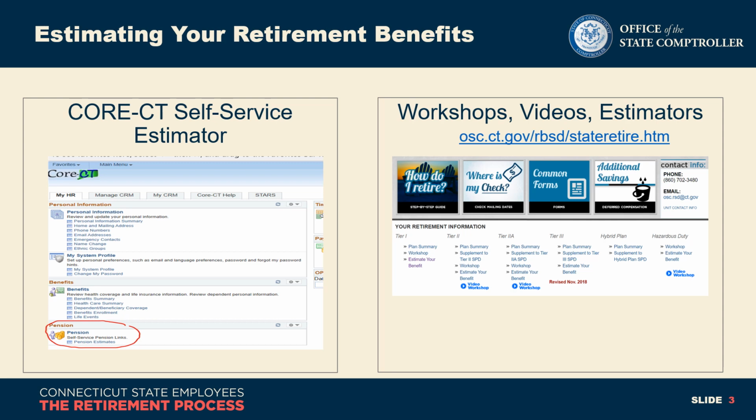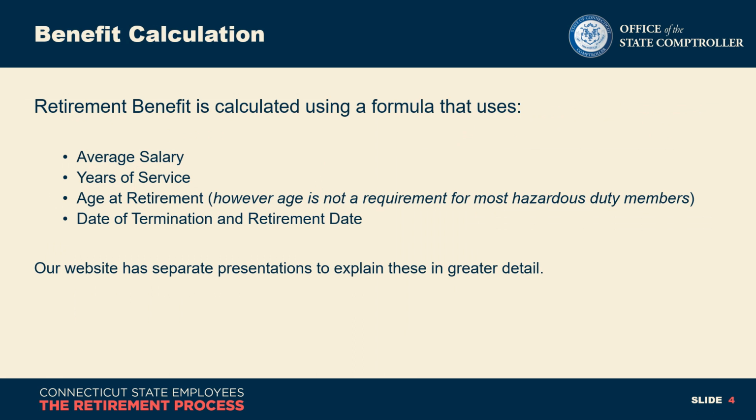The tools mentioned are very helpful in answering many of the retirement benefit questions you may have. Our website also has a job aid and instructional videos to help you use the Core CT benefit estimator. Your retirement benefit is calculated using a benefit formula. The inputs used in the formula are average salary, years of service, and in many cases, your age when you retire. You can find separate presentations that explain each of these in greater detail on our website.